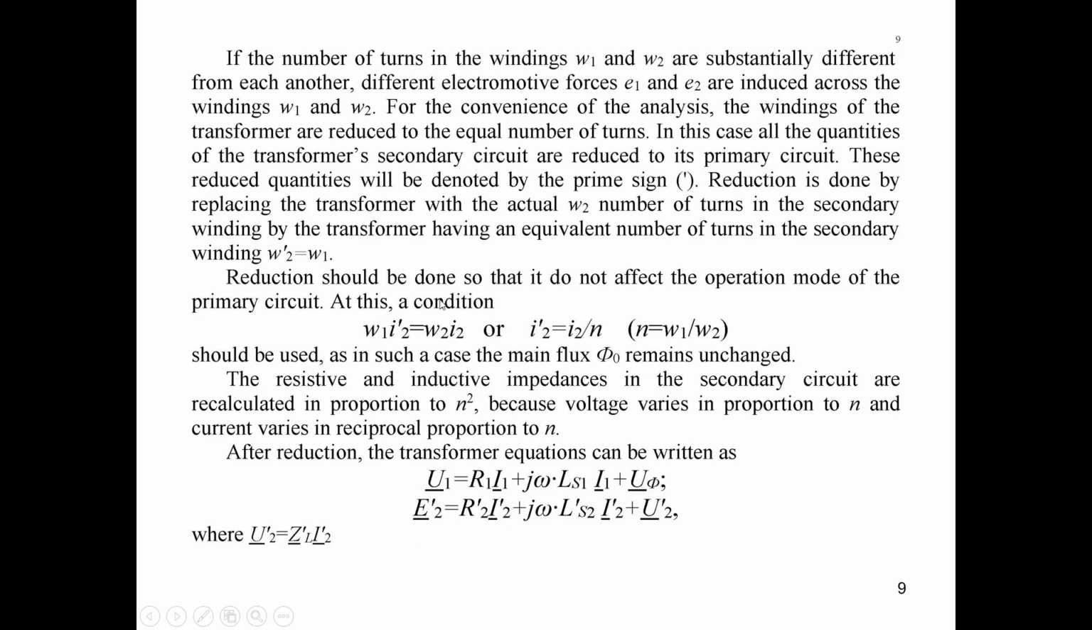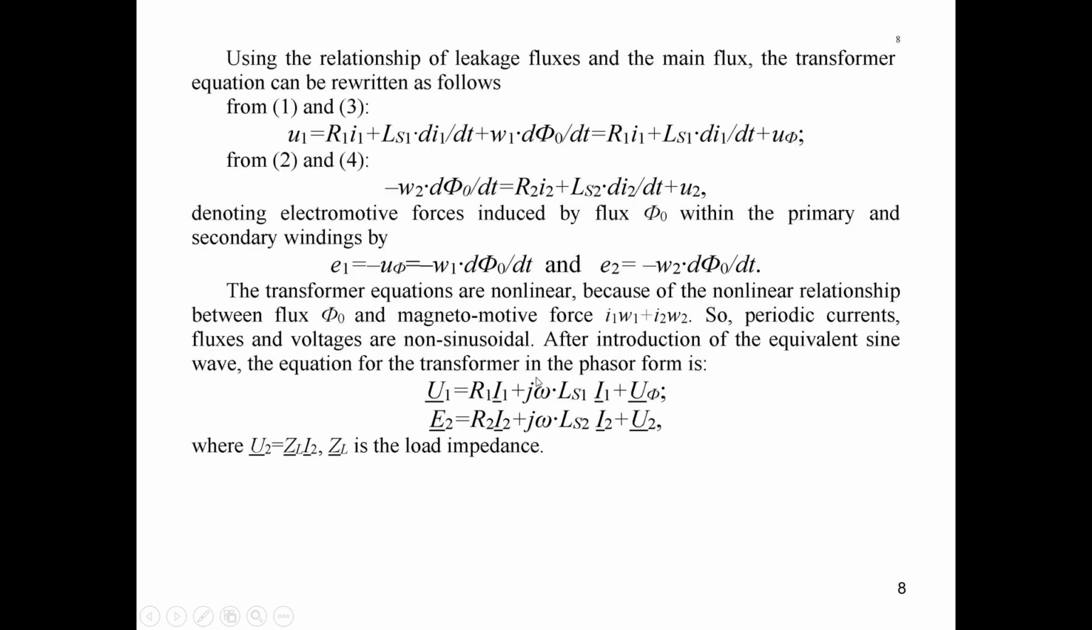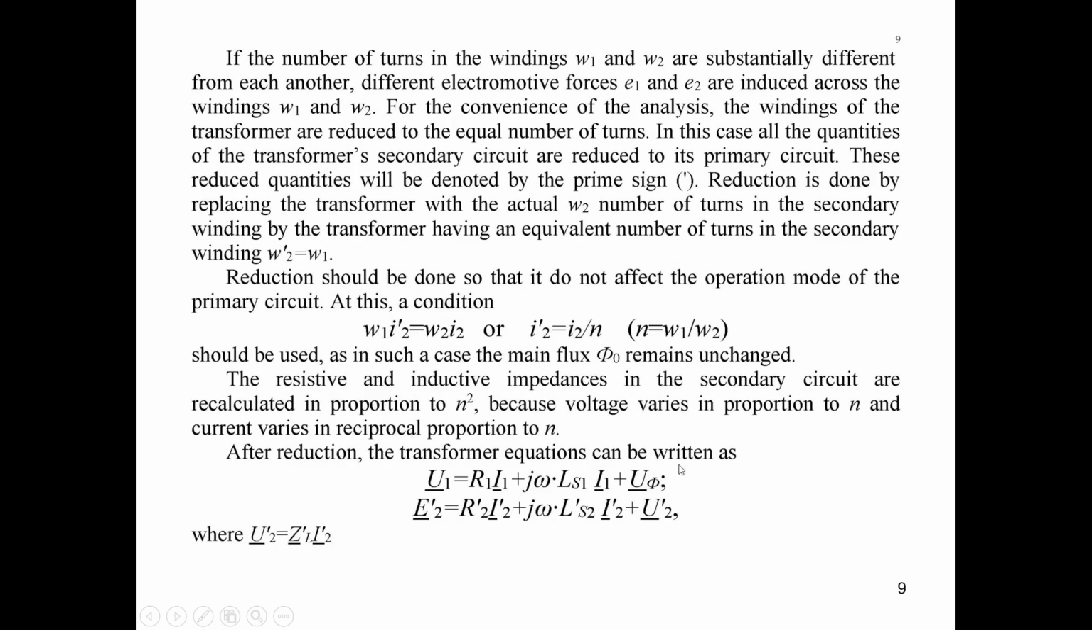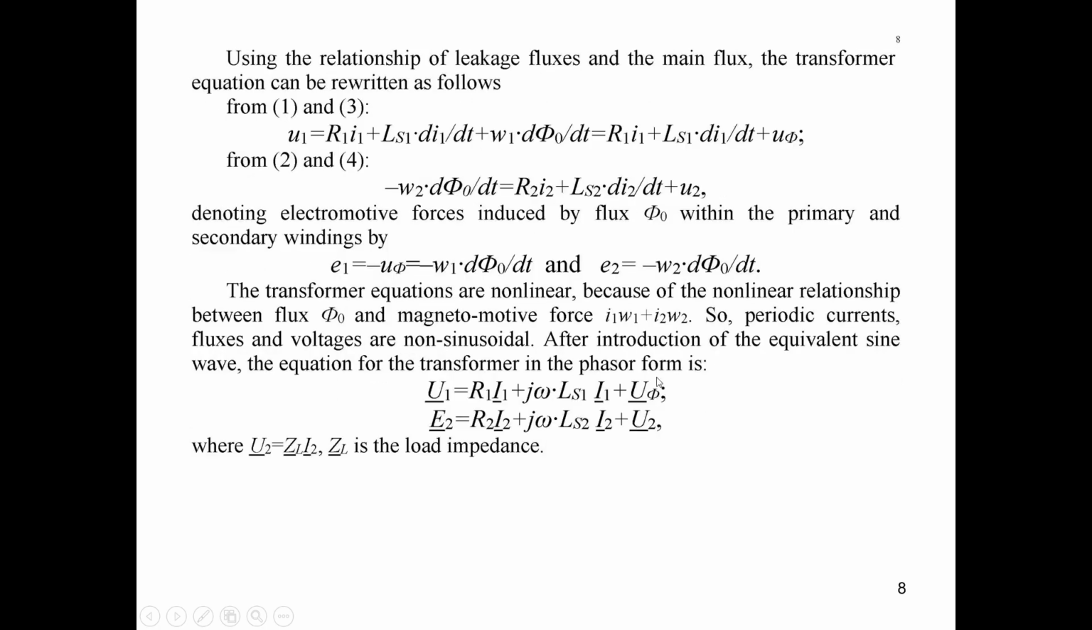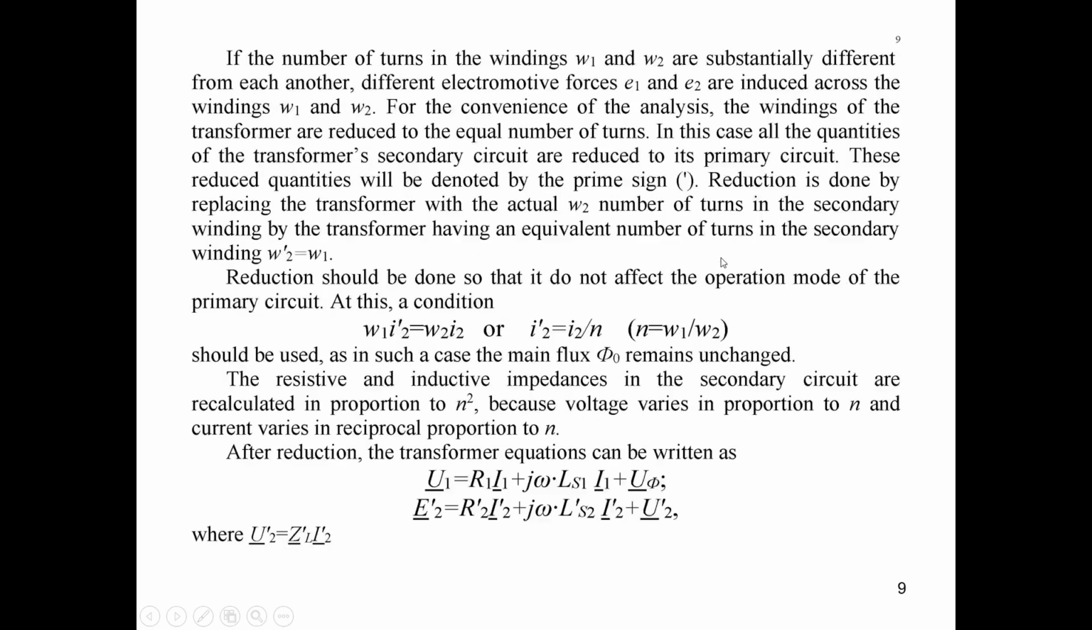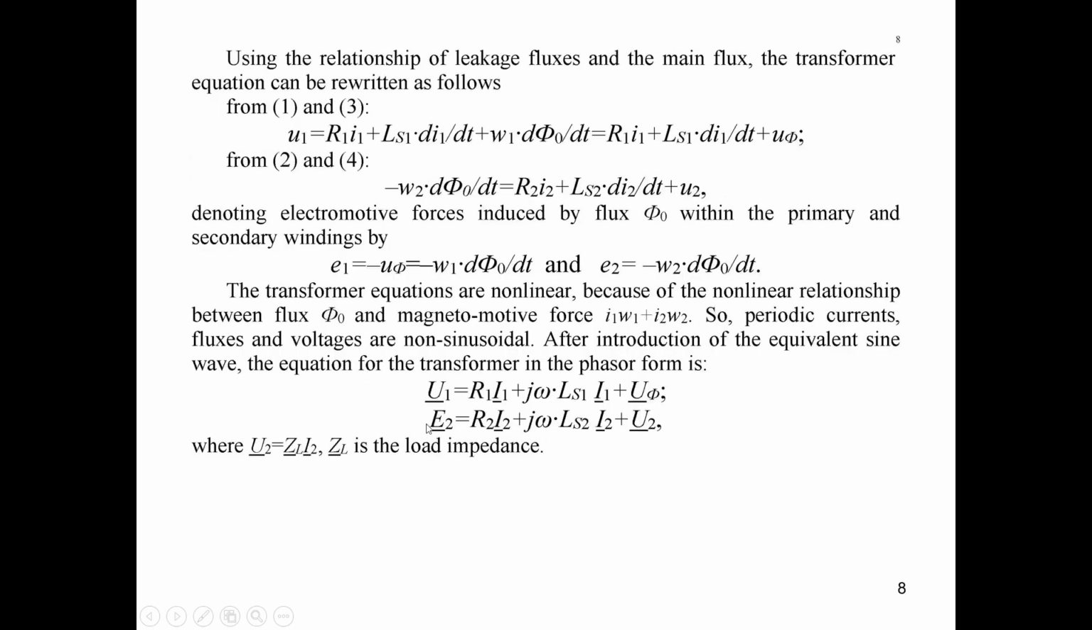Primary parameters means that we use this W2 prime equal to W1. So the first equation will remain unchanged. You see, it is U1 equal to R1 I1 plus j omega LS1 I1 plus this U phi. It corresponds to the voltage drop due to the presence of this phi0 flux. And the second of these equations will be changed.